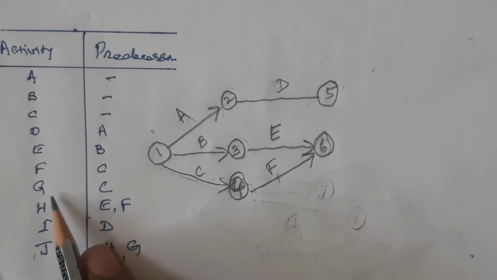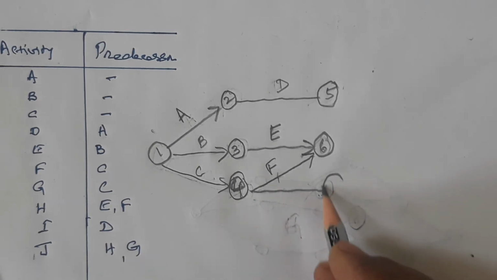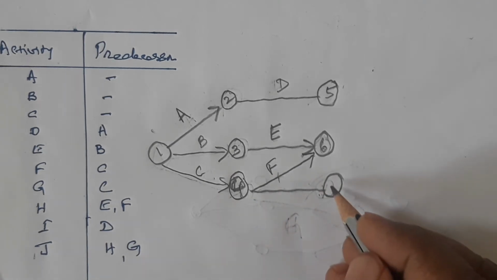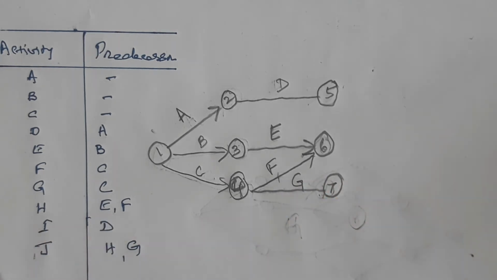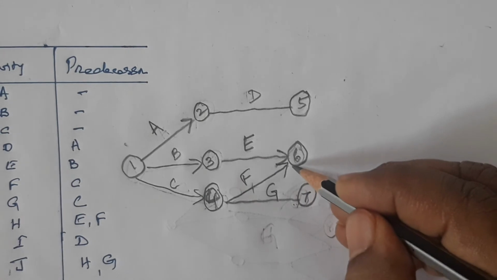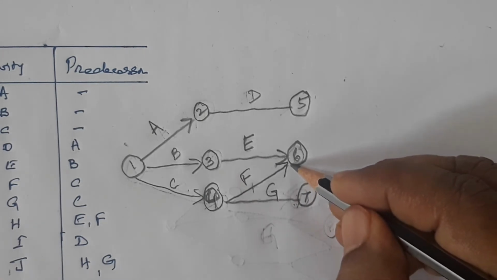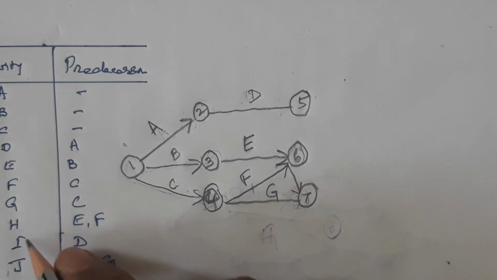Then comes G. G should also start after C. Yes, this is G. I am starting G here. Then H. H should start after completion of E and F. But H is also having connectivity with G, because H and G should help in completion of J. So what I am doing is, this is the E and F completion point, and I am connecting this to G. This is H.